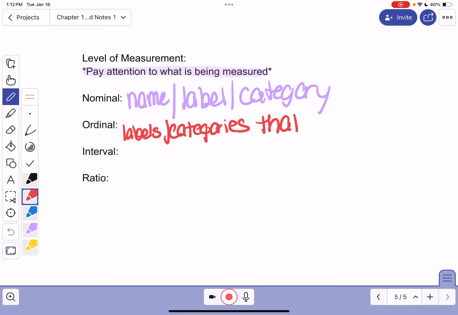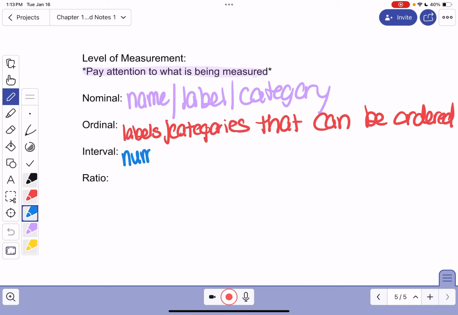Ordinal data is still labels or categories, but you can order them. That can be ordered. So something about it can put it in order, like first, second, third. You may not know the difference between first and second, but you know the order and how it matters.